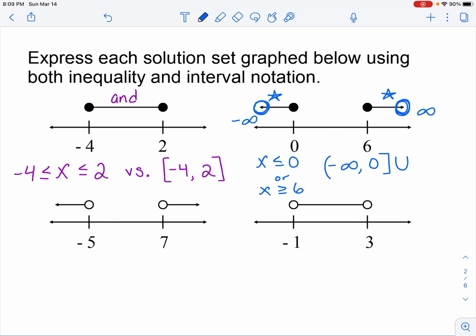Now the second interval starts here at 6 and goes to infinity. So I'm going to say it starts at 6 and goes up to positive infinity. Now I can never equal an infinity, so that's a parenthesis, but I can equal 6, so it's a bracket. That's how I would do the second one.